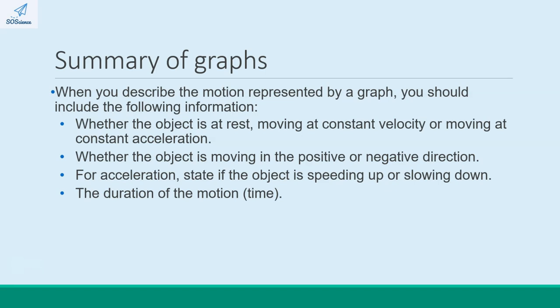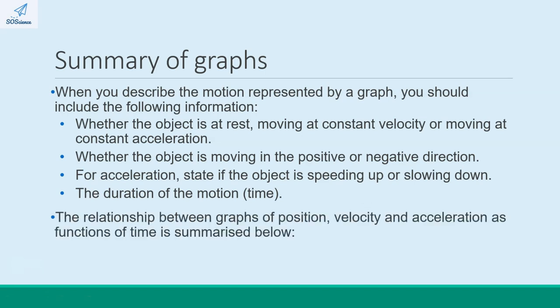When you describe the motion represented by a graph, you should always include whether the object is at rest, moving at a constant velocity, or moving at a constant acceleration. Remember, scenario 1, scenario 2, scenario 3. You also have to mention if the object is moving in the positive or in the negative direction. For acceleration, you must state over and above if the object is speeding up or slowing down. And you should always mention the time interval, the duration of the motion.